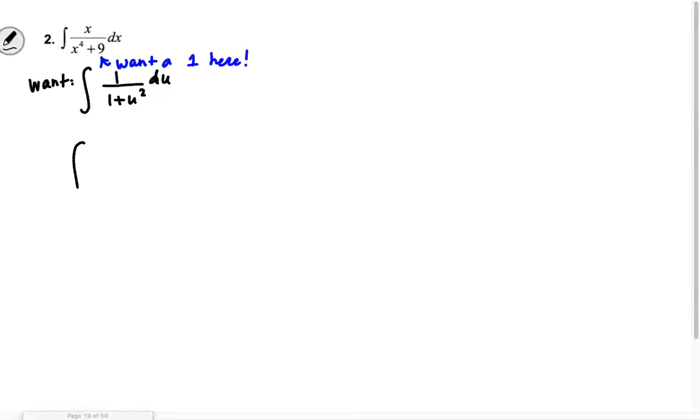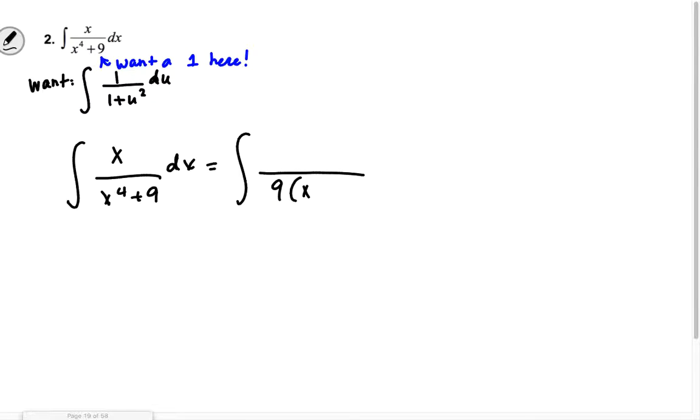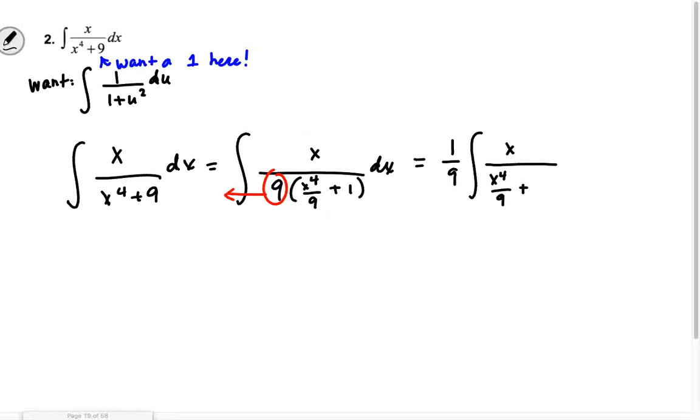So we're going to take our x to the 4th plus 9, and we're going to factor out a 9. So instead of having x to the 4th plus 1, what am I going to have in that first spot? Yeah, x to the 4th divided by 9. So I'm dividing each thing by 9. Right? Then I can pull this 9 out here. Is it just a 9 in front, though? It's a 1/9, right? Because it's on the denominator. So now we have x over x to the 4th plus 9, or x to the 4th over 9 plus 1.